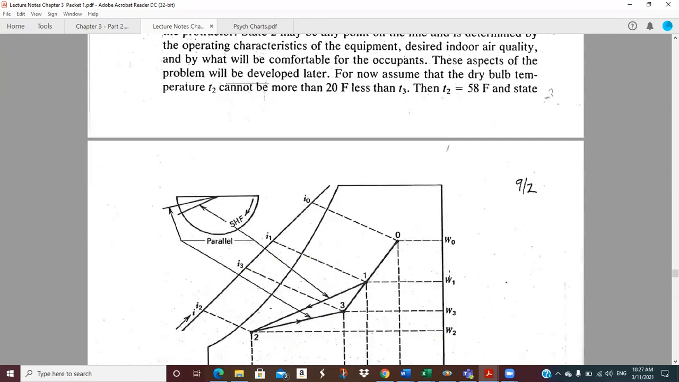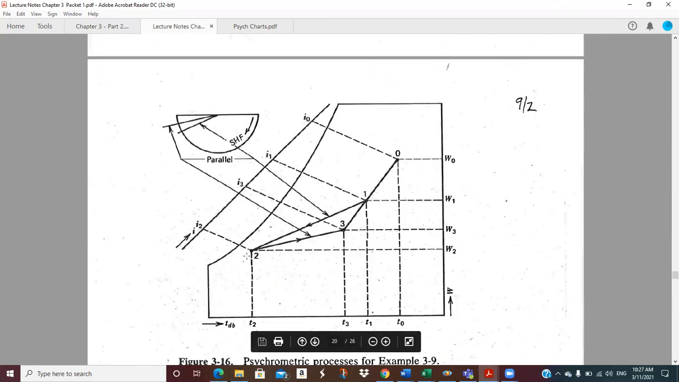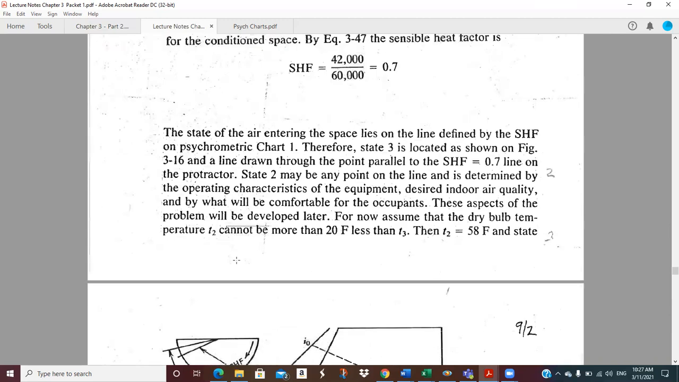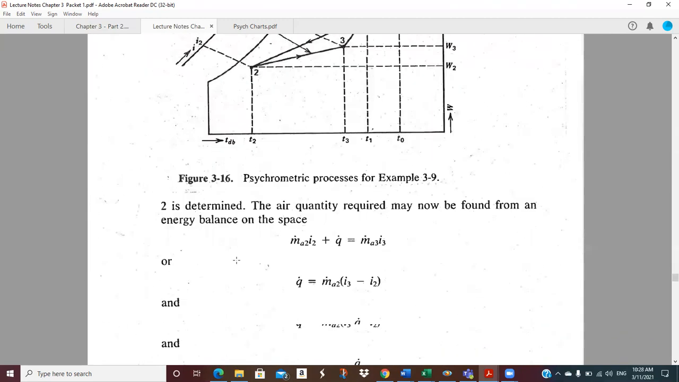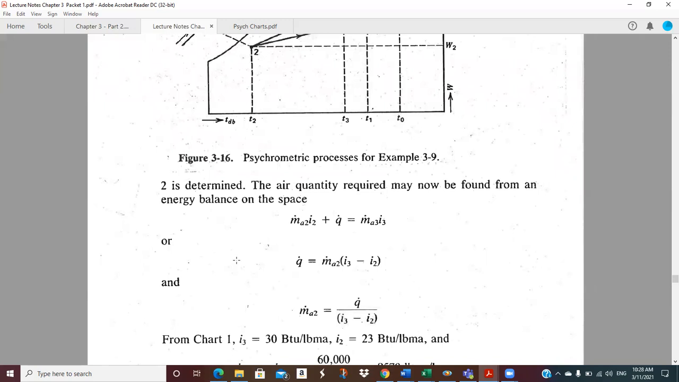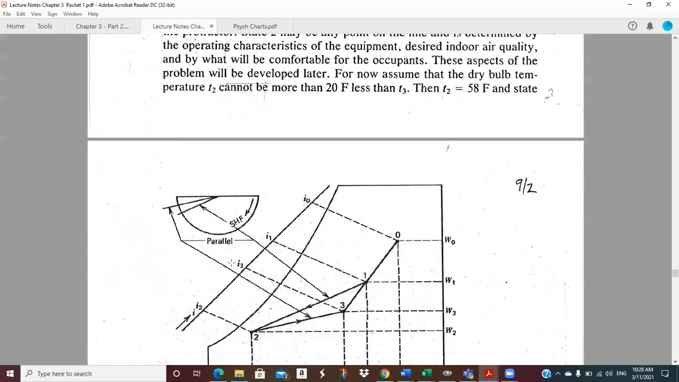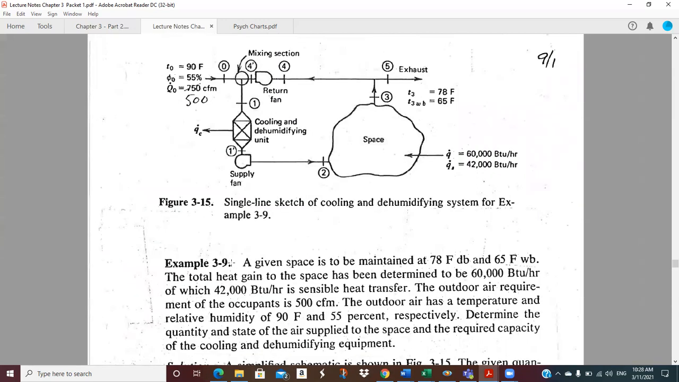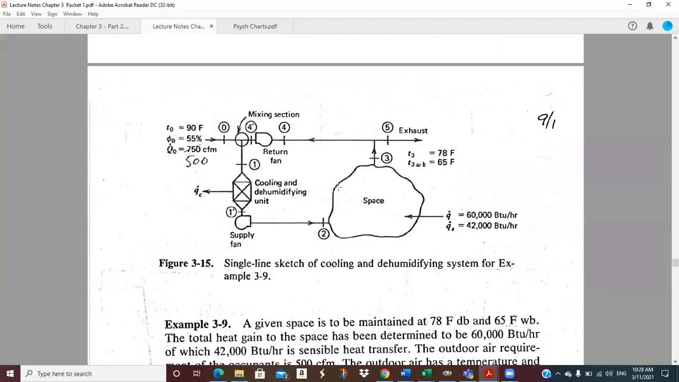So you have to have some way to select this T2. So just for the simple problem solution, he says use 58. Okay, so you take 58, you go back up to the condition line, and you put a dot, and that's state two. State two is determined. Okay, so then the air quantity required can now be found from an energy balance on the space. Once you have states two and three defined on the psych chart, you do an energy balance on the space.